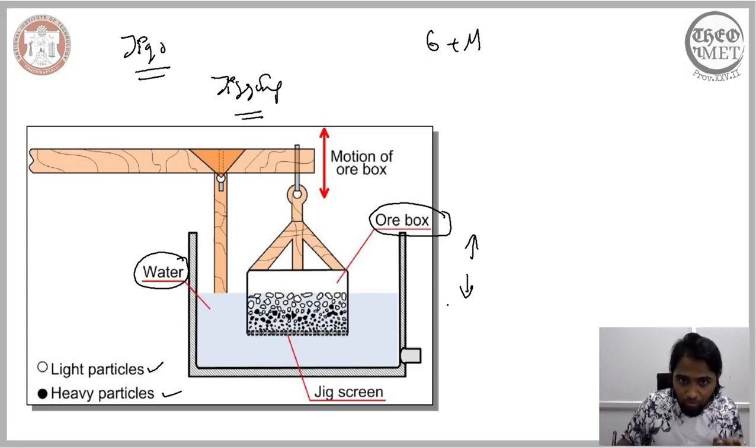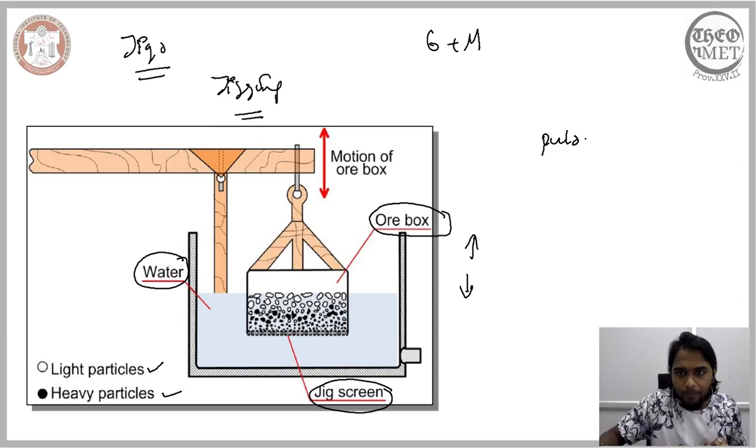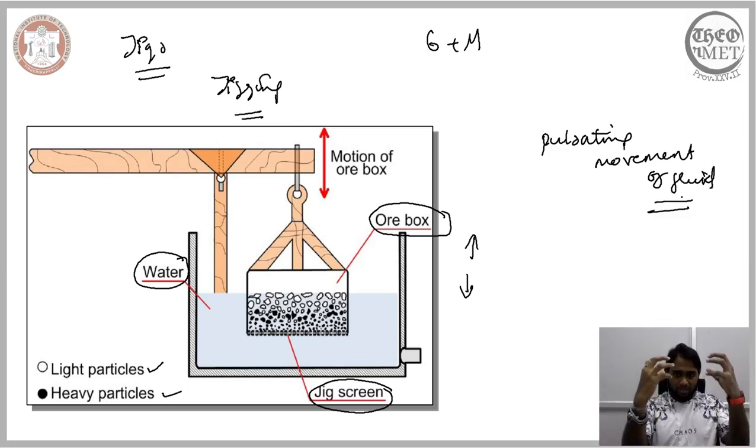During the downward movement, you have the flow of water. When you allow this box to move downwards, you allow the water to enter through the ore box through the jig screen here. The reason you need the movement of the ore box is that you are achieving a pulsating movement of water, or pulsating movement of fluid. So the upward and downward movement of the ore box allows us to have a pulsating movement of the fluid, which in this case is the water.